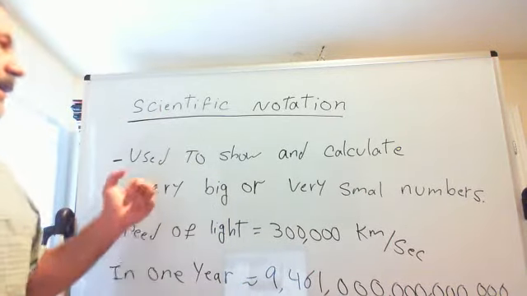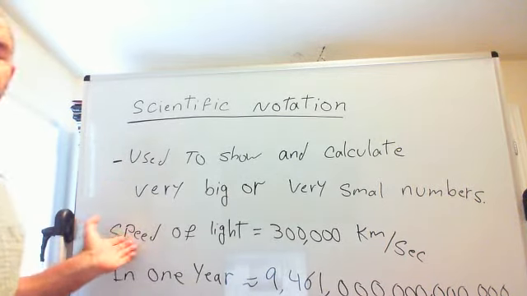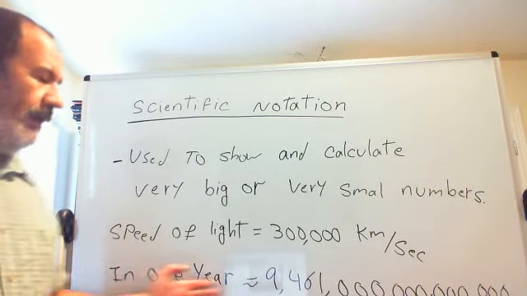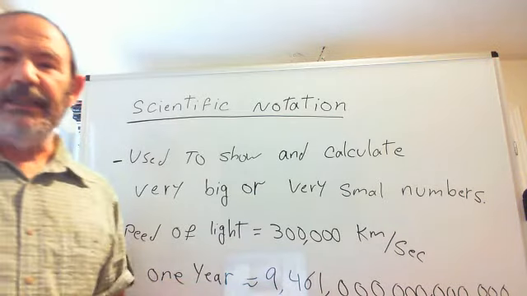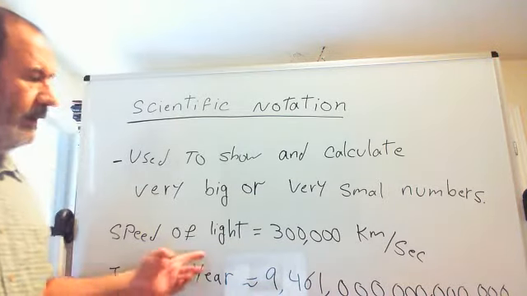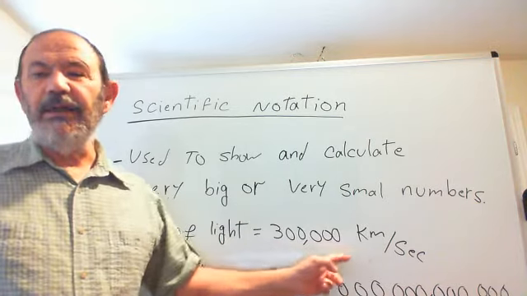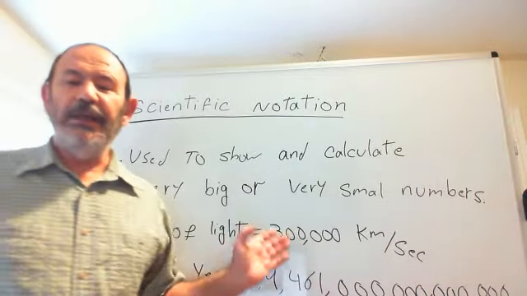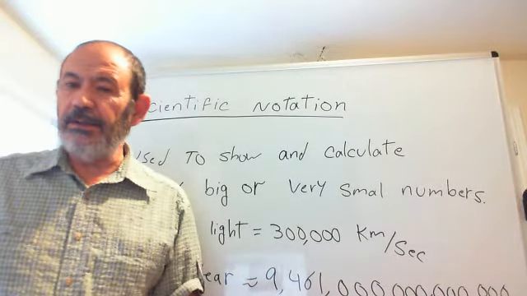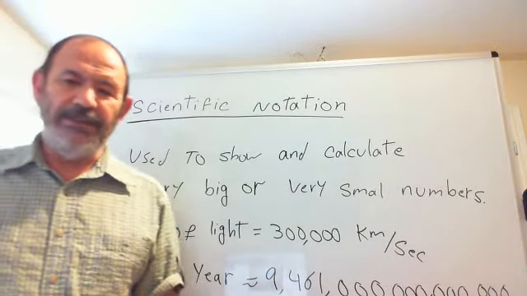Just imagine that we want to calculate how much light travels in 1 year. The speed of light is 300,000 kilometers per second. In 1 second, light travels 300,000 kilometers. So it travels very fast.